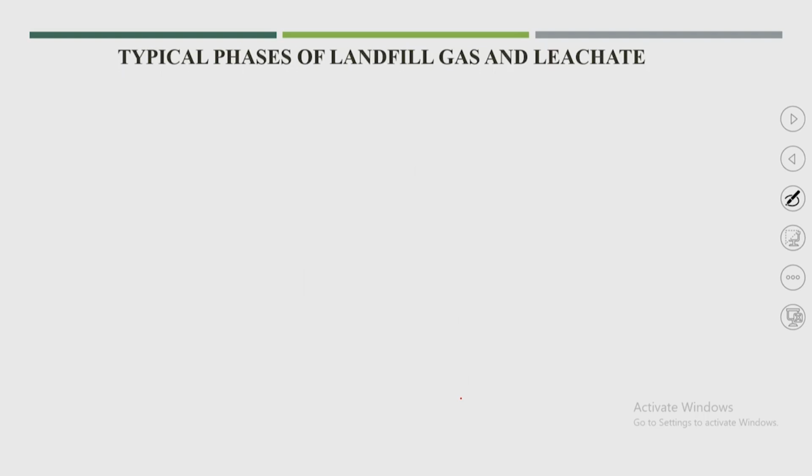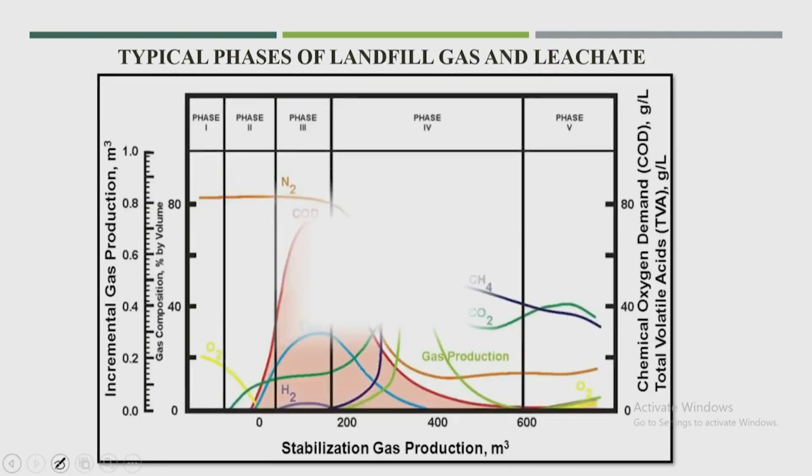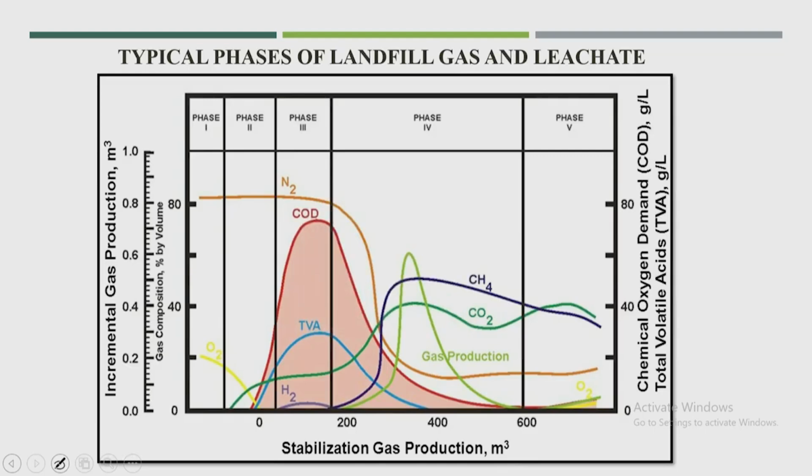Now, what are the typical phases of landfill gas and leachate? There are 5 phases if you consider gas or leachate production: phase 1, phase 2, phase 3, phase 4 and phase 5. In phase 1 there is different gas production. In this lecture we will talk majorly about the leachate. You see here the graph of COD, which is measured in phase 3.